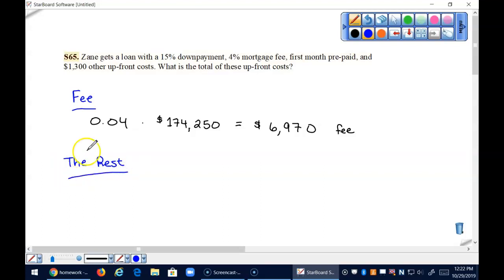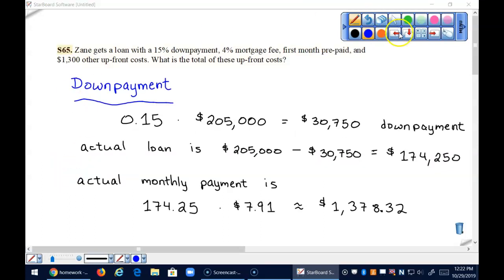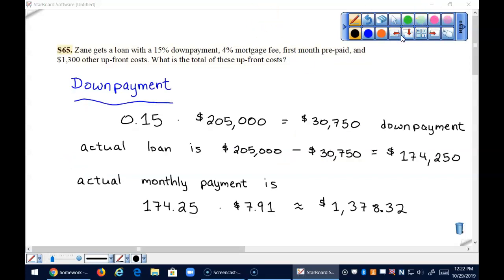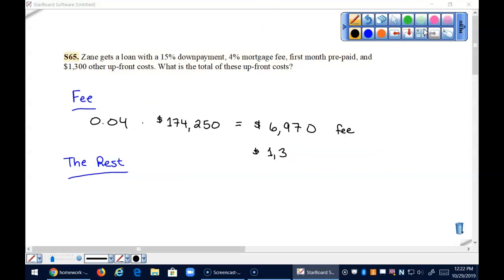The first month prepaid we just did, 1,378.32. How can I round that? 1,378. Good enough.